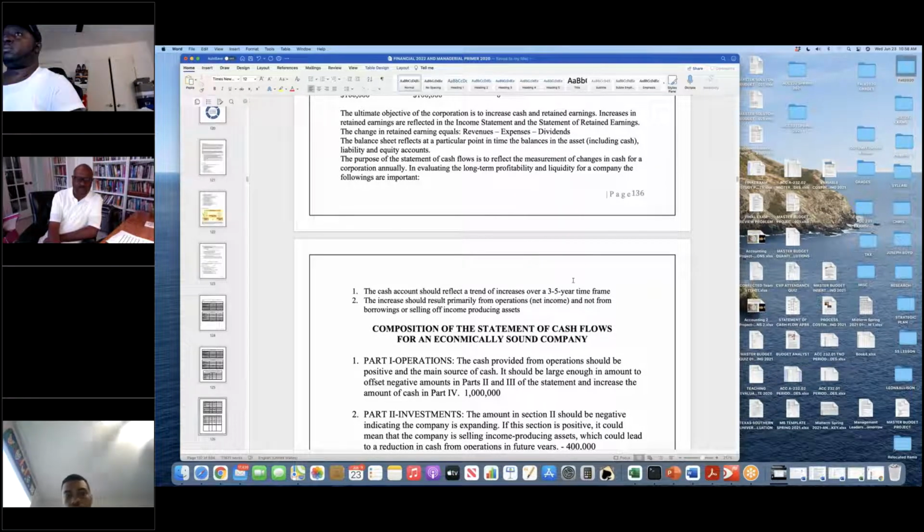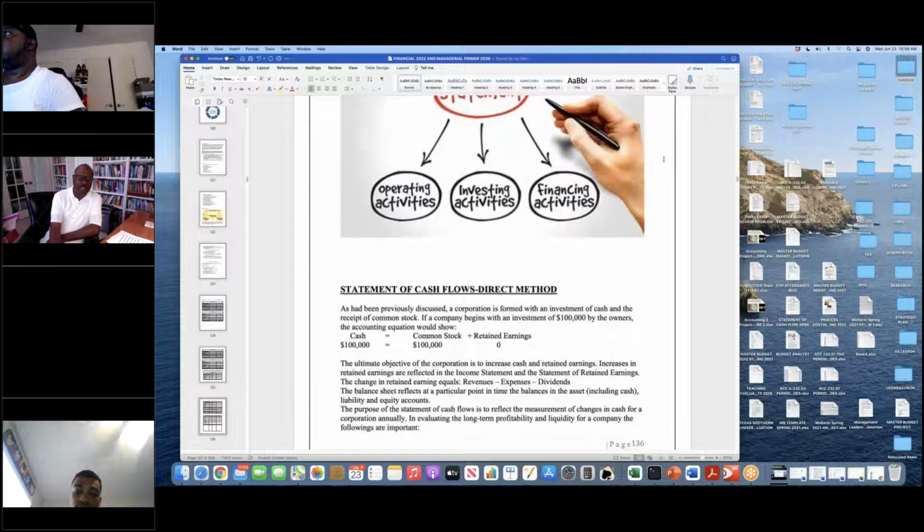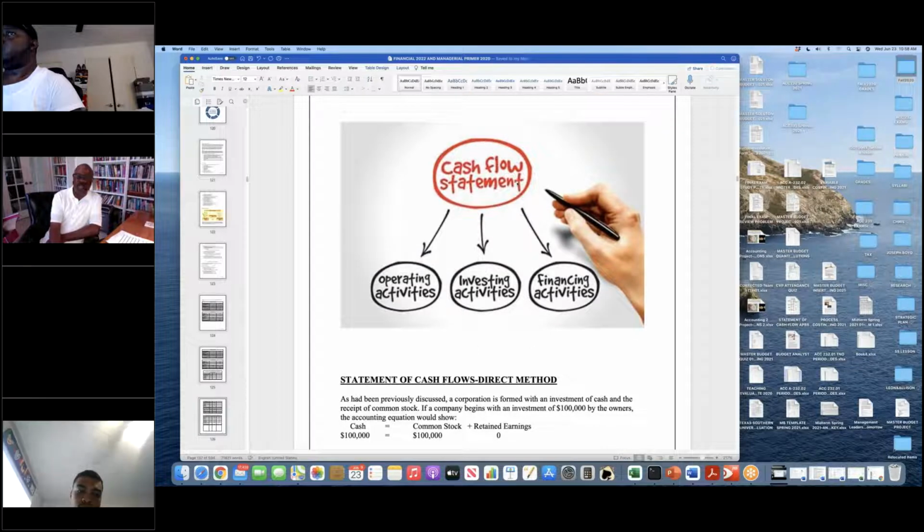We'll take a break, and I'll see if I can find a handout to put in Blackboard. So we're going to take a break. When we come back from the break, we're going to work on the cash flow statement.